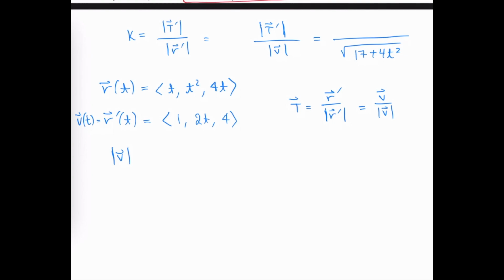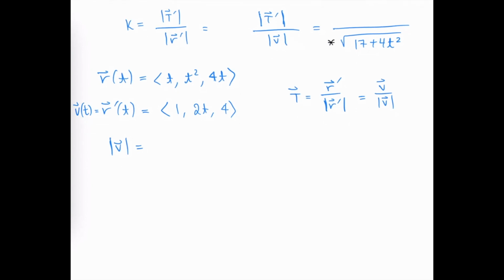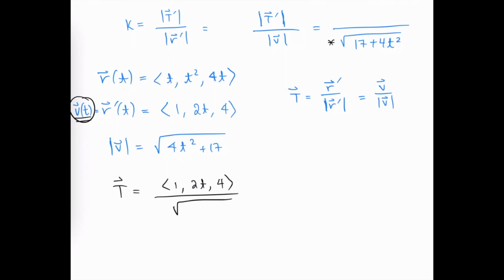We already found mag v, and if you don't mind, I'm going to drop the functional notation, the of t bit, just because I'm having to write this over and over, and that's totally fine. So mag v is the square root of 17 plus 4t squared, and I'm going to write that in descending order. Now the unit tangent vector is going to be the vector v, which is 1, 2t, and 4, and we're going to divide that by the scalar quantity that is the magnitude of v, so we'll be dividing that by the square root of 4t squared plus 17.